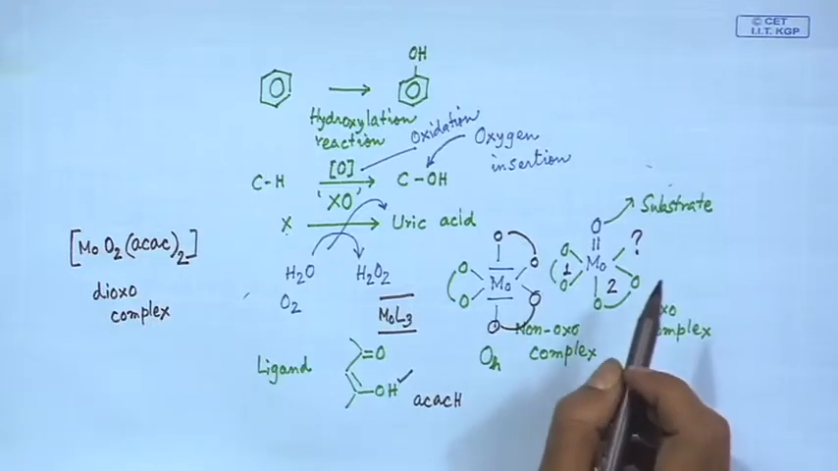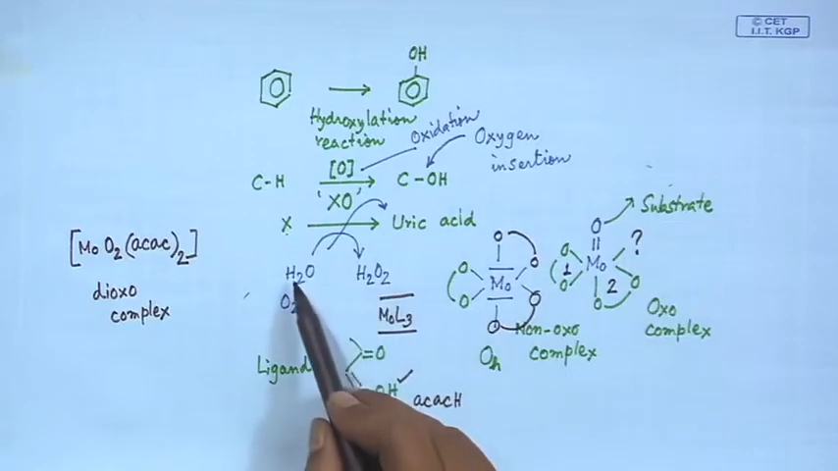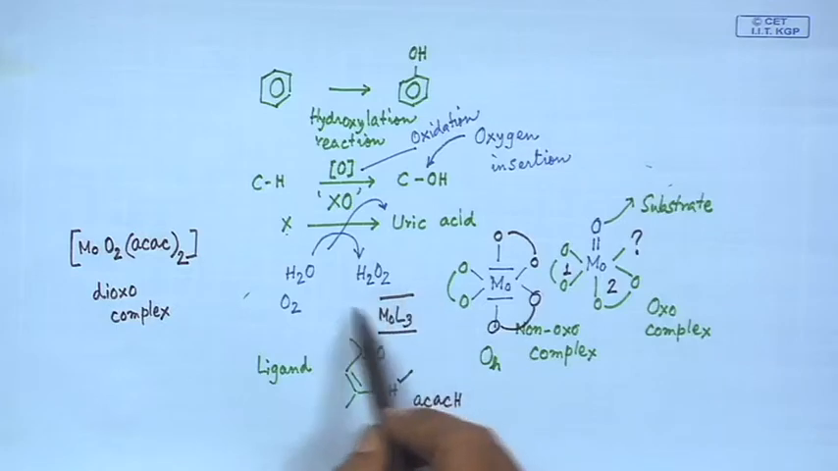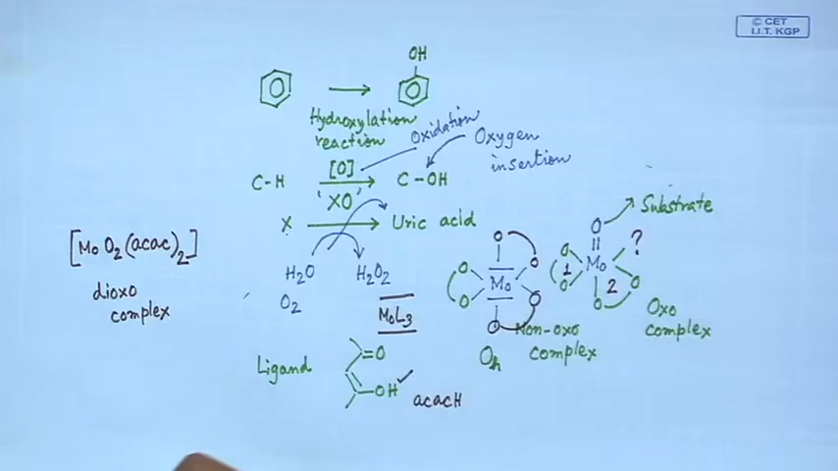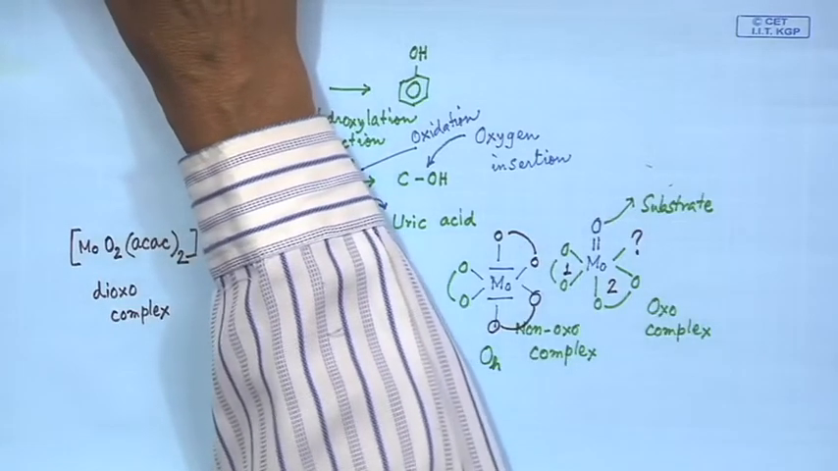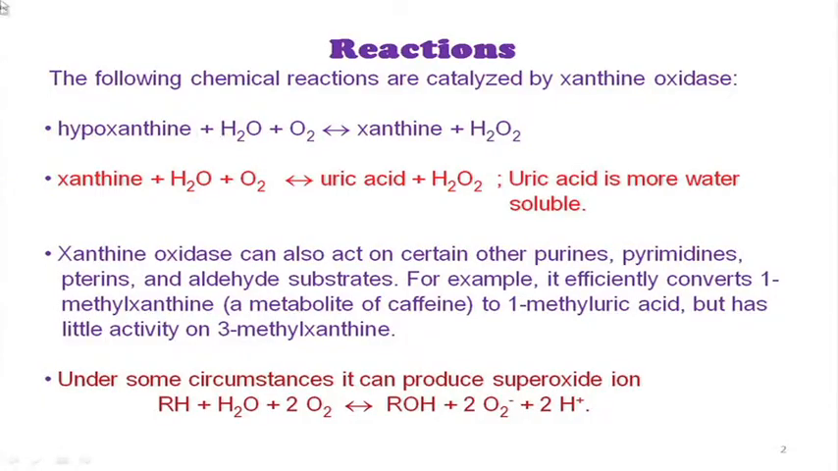complex. So, how are we getting activation through water or dioxygen molecule producing hydrogen peroxide, the intermediate molybdenum, and ultimately the substrate? If we write down these reactions, we have the hypoxanthine molecule itself. That hypoxanthine, when reacting with water and dioxygen, produces xanthine and H2O2, and this xanthine further reacts with H2O and O2 giving uric acid and hydrogen peroxide.